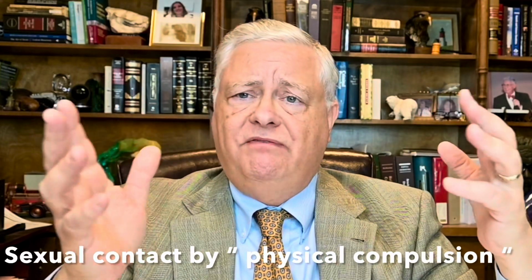This video is about the crime of sexual abuse in the first degree under Alabama law. Sex abuse in the first degree occurs when somebody subjects another person to sexual contact by physical compulsion. That's one of the ways. Now, what does that mean?